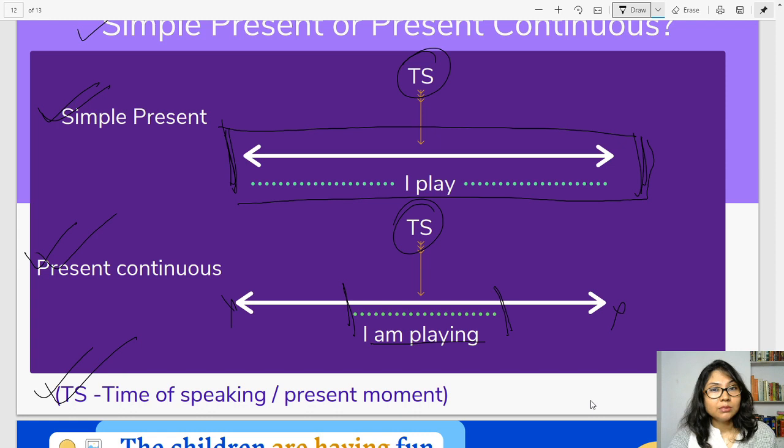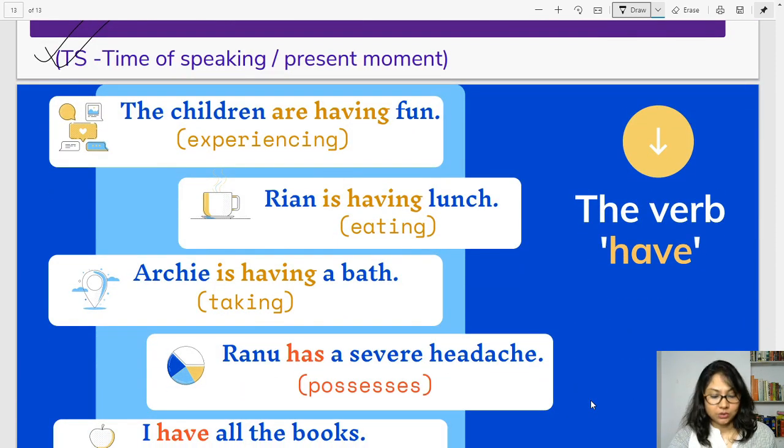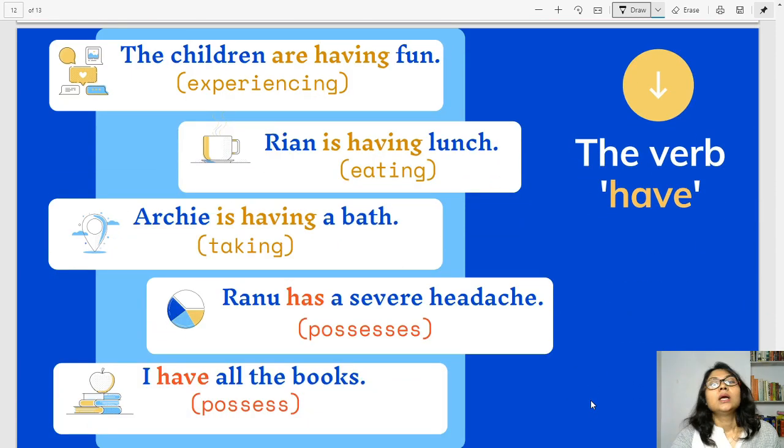And here I am with that special page on the verb have. Okay, I was talking about it. Hang on till the last moment, and so here we are. The verb have.